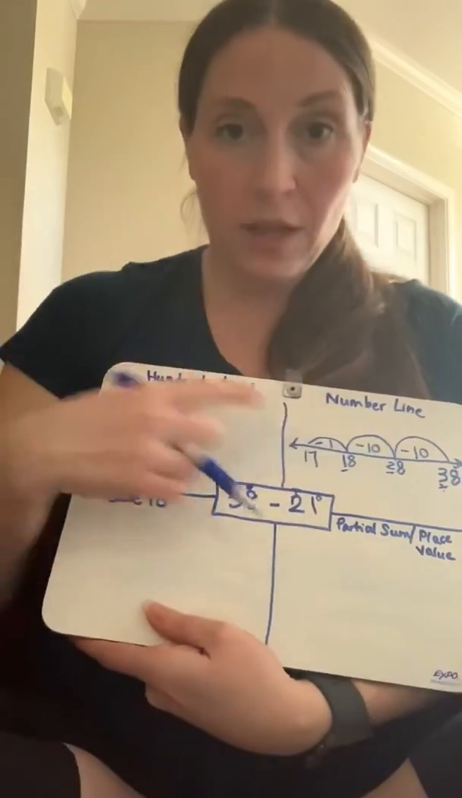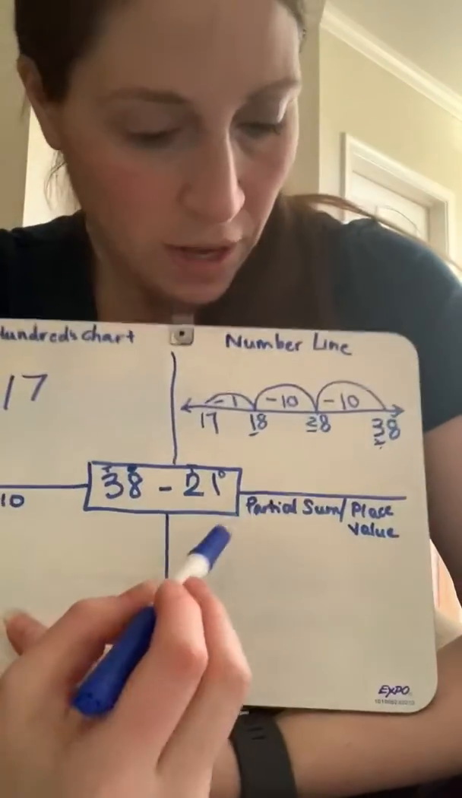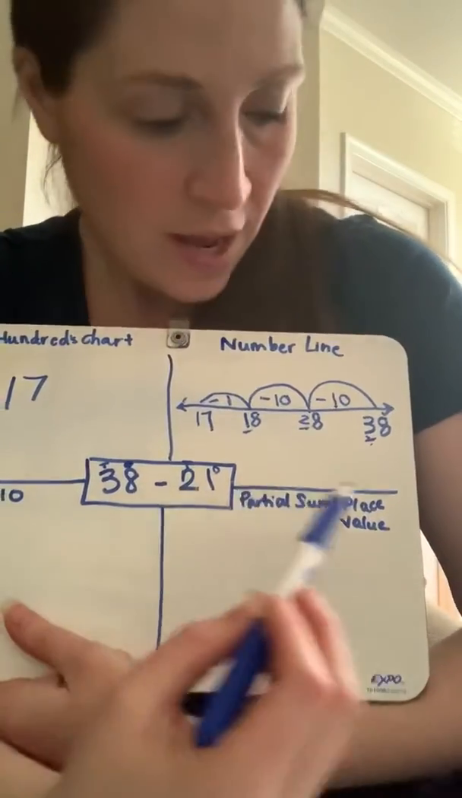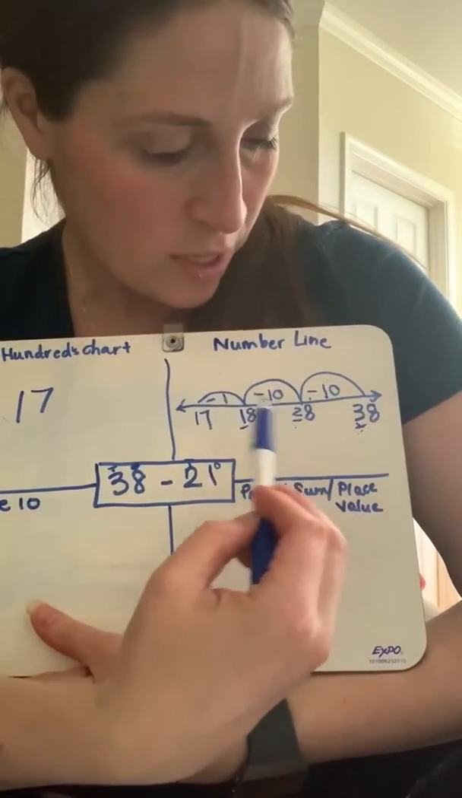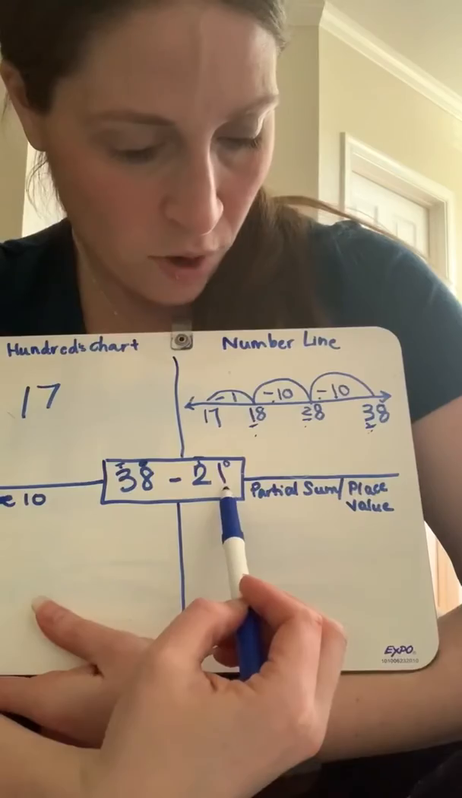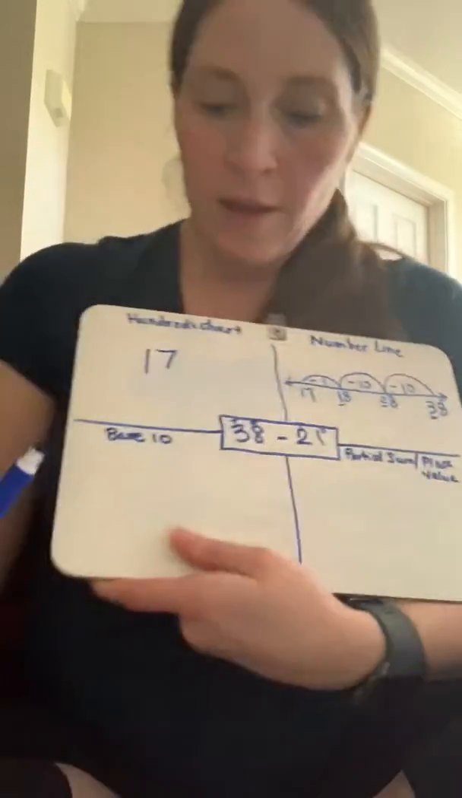Again, we got the same answer as we got when we did it on our hundreds chart. So again, for your number line jumps, you have 2 tens. So you're going to make 2 jumps of 10. That got us 38, 28, 18. You have 1, 1. So we're going to make just a jump of 1. That got us to 17.